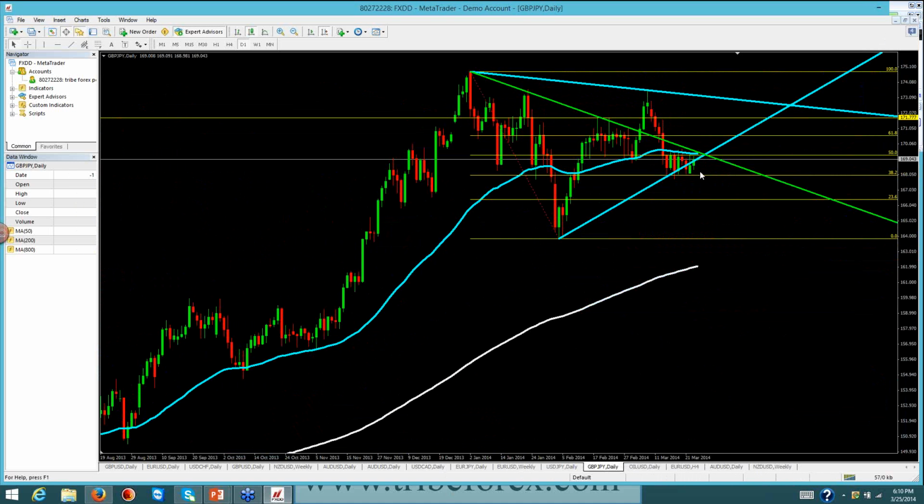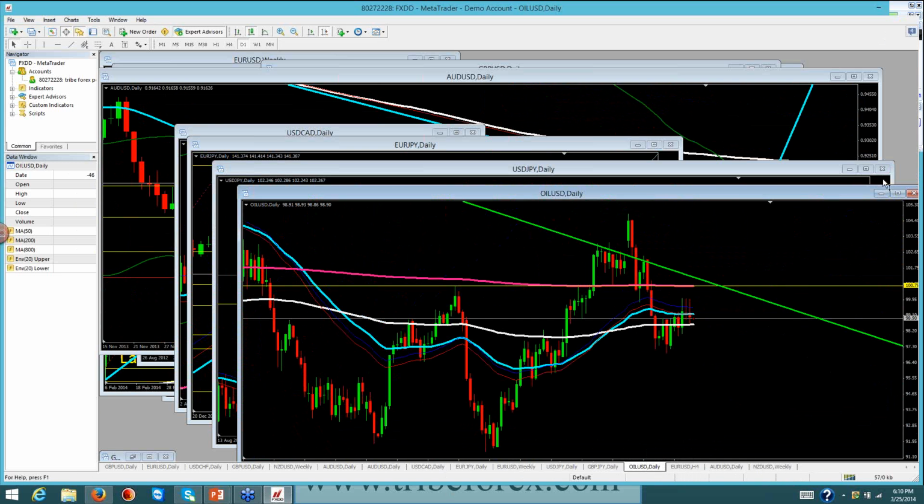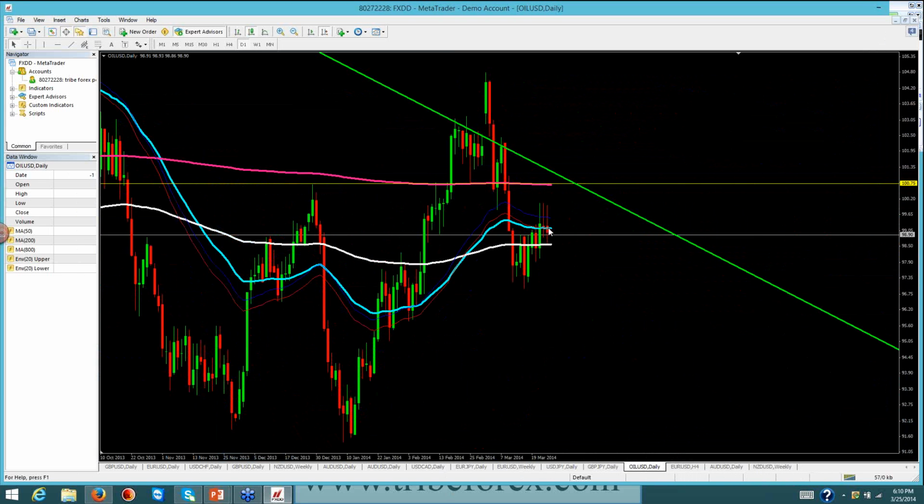Okay, and I think that will pretty much do it for us. We could talk about oil, but it's the same thing, consolidation for the time being. I do think it's kind of bouncing off the 50 EMA, and it's below that, but it's also using 200 EMA as support, so I'm not going to call that either because it's not very clear cut. And I think that's it.